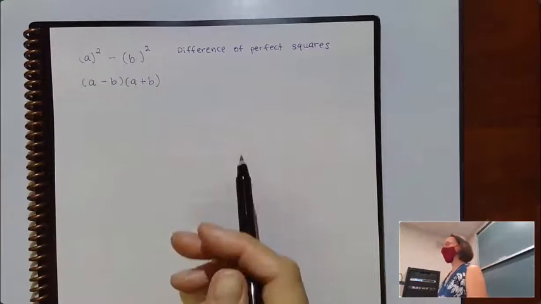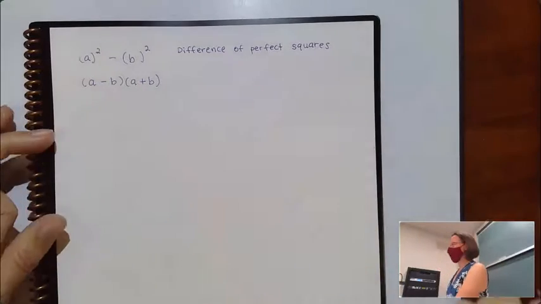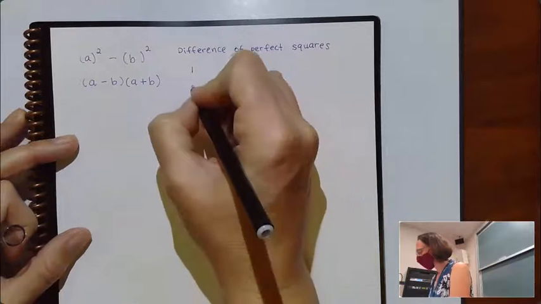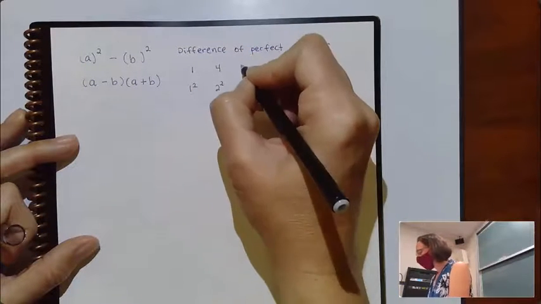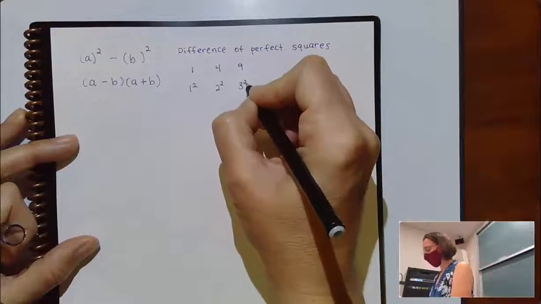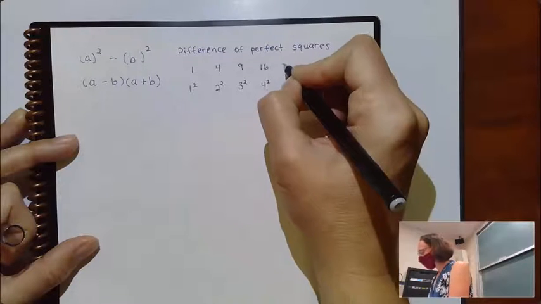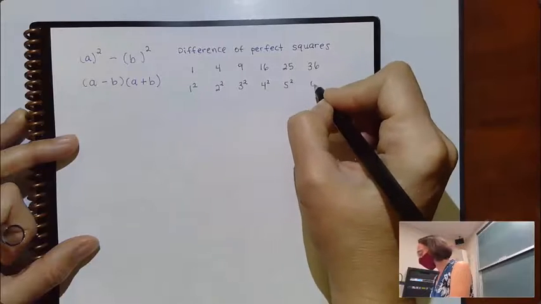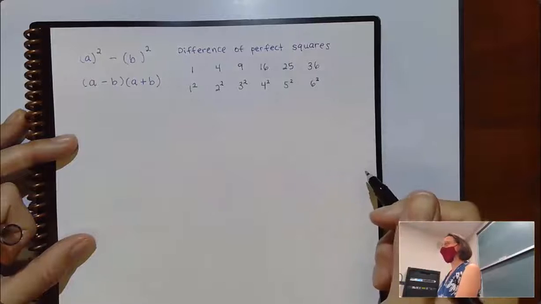In order for this shortcut to be helpful, it is important that we can recognize numbers that are perfect squares. So let's just list them out really quick. Technically, 1 is a perfect square because it's 1 squared. 4 is a perfect square because it's 2 squared. 9 is 3 squared. 16 is 4 squared. 25 is 5 squared. 36 is 6 squared. I would expect you to recognize the perfect squares up through 13 squared.